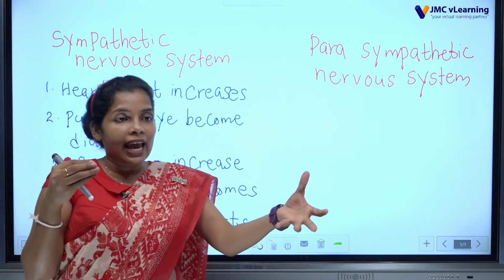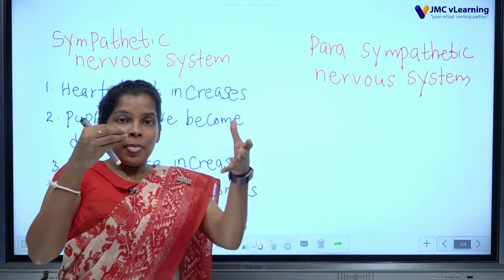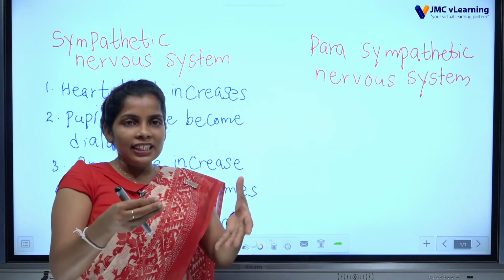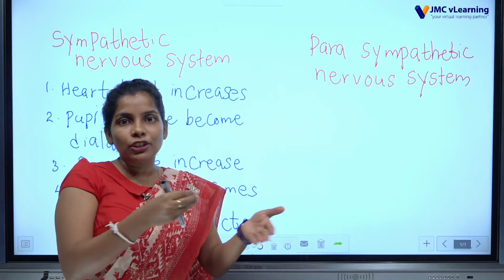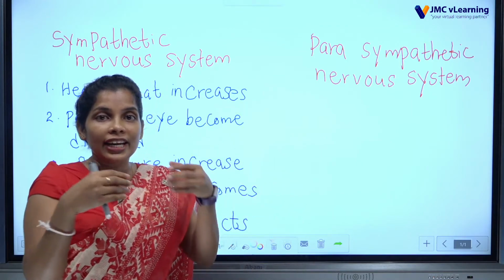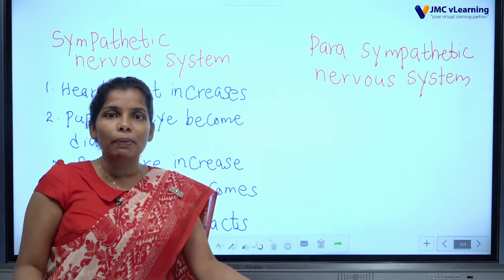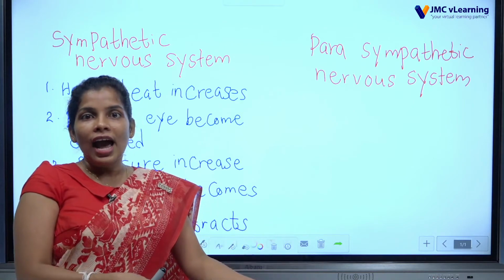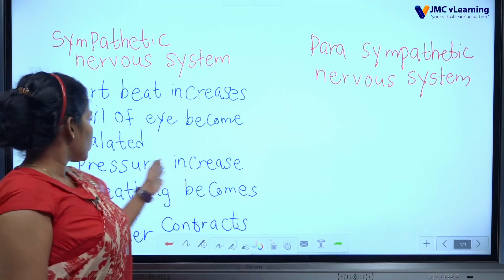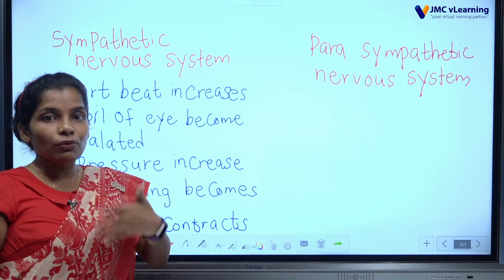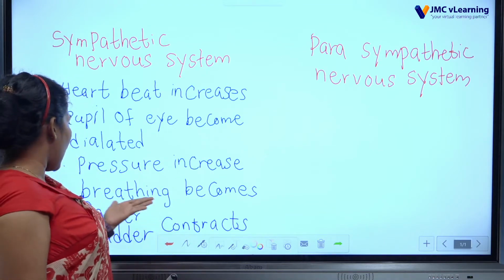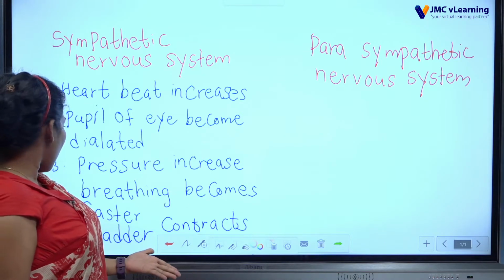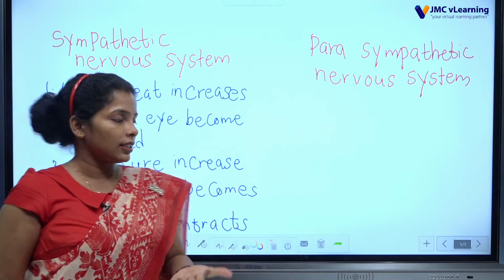Now you are looking at whether this snake will bite or not. Your eye becomes dilated and you look at whether it is a cobra or a python. What kind of reptile is that? Next one, blood pressure increases, and the breathing becomes faster and faster.